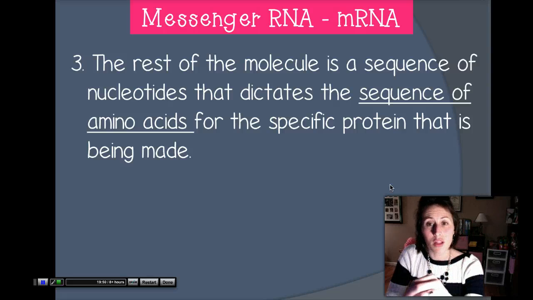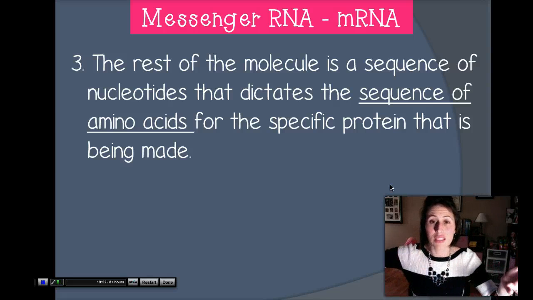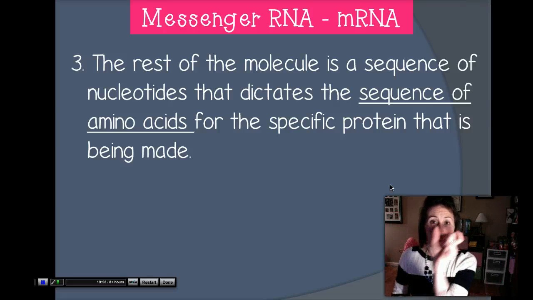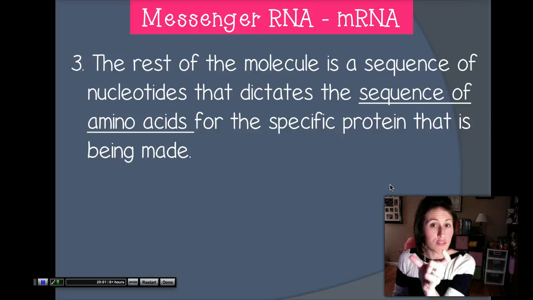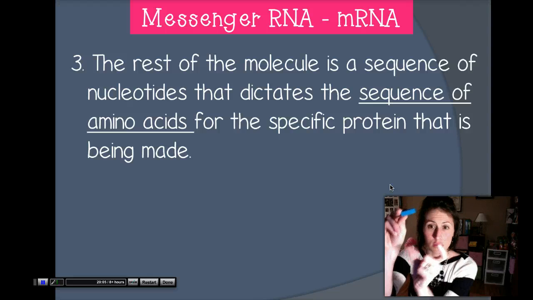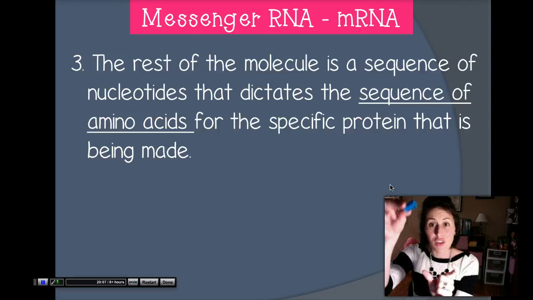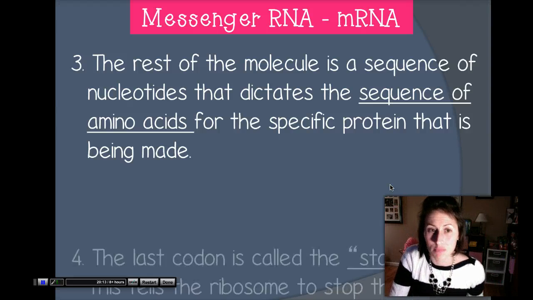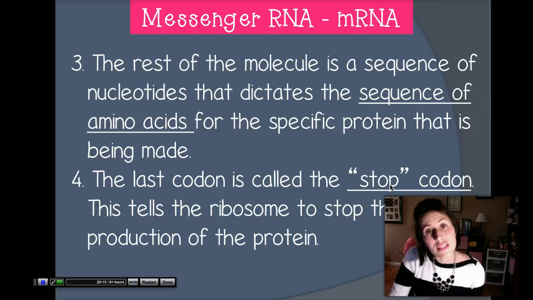The rest of the molecule is a sequence of nucleotides that's going to direct the sequence of amino acids. It is directly correlated. So this codon, this set of 3 nucleotides, calls for this one specific amino acid, okay? And that specific amino acid is going to be very specific in that chain of amino acids to make that one specific protein.